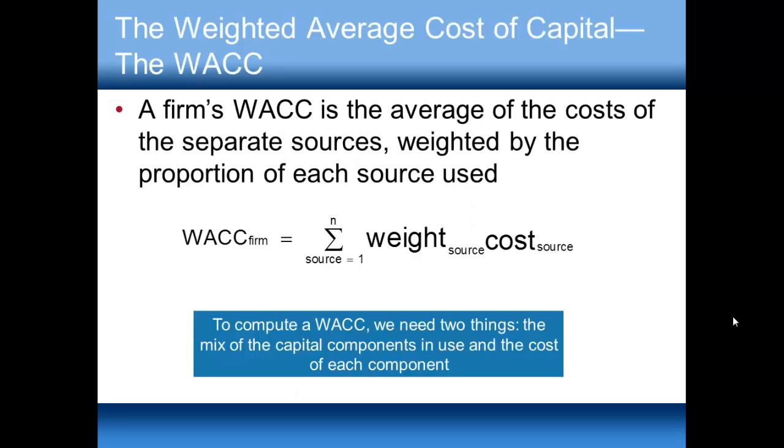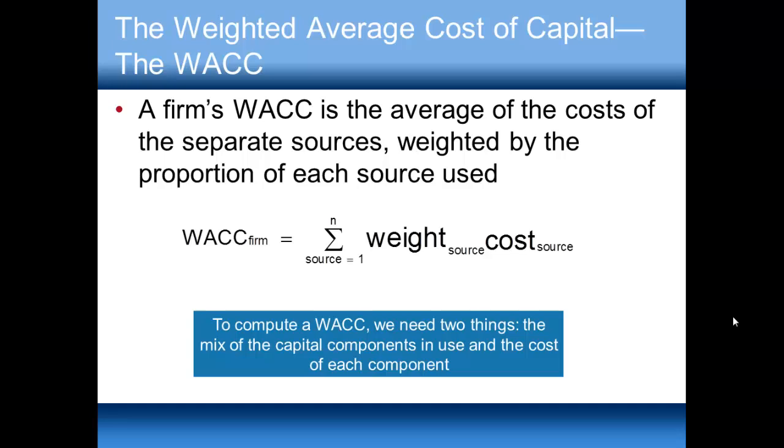Now that we know the cost of capital for each and every source that we have, what we want to calculate is a weighted average cost of capital. WACC, W-A-C-C, is the abbreviation. This is the average cost of each separate source that is being weighted.